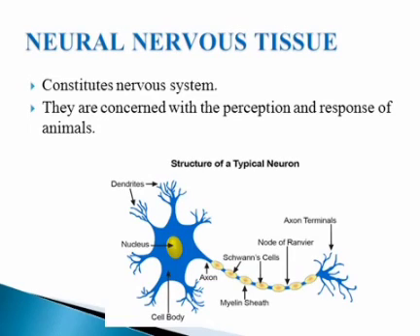One of these, the axon, the long extension which continues next to the cyton, is the axon. Axons bundled together form a nerve. So the nerve tissue is concerned with the perception and response of animals. So this is the structure and function of neural tissue.